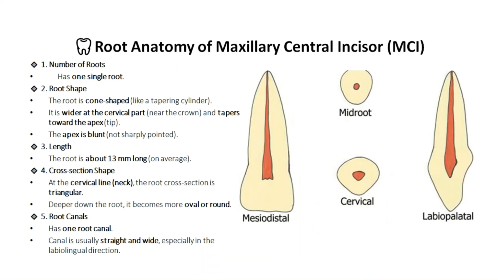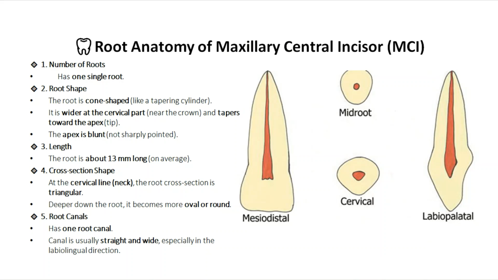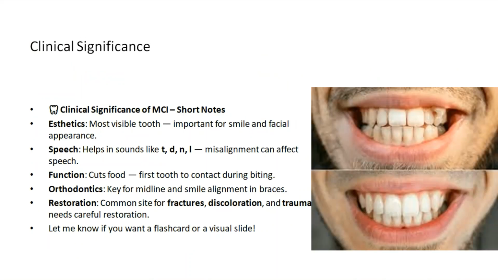The root anatomy of the maxillary central incisor: the number of roots is a single root. The root shape is cone shaped. It is wider at the cervical part and tapered toward the apex. The apex is blunt. The length of the root is about 13 mm. The cross section at the cervical line is triangular at the neck, and deeper, oval or rounded. The root canal is one root canal. It is straight and wide, especially in the labiolingual direction.